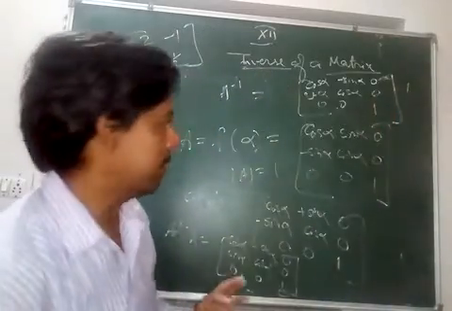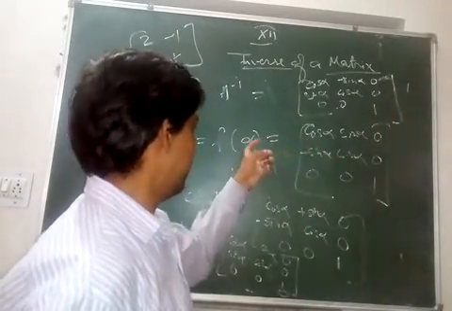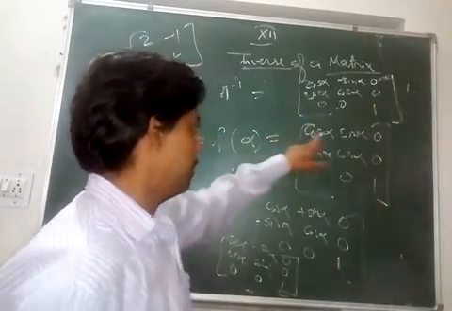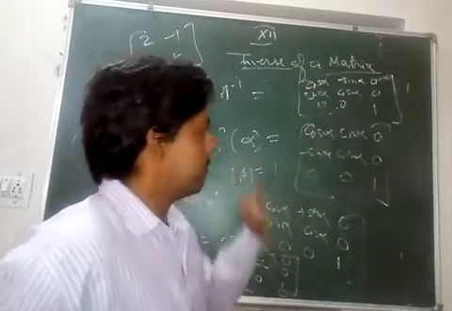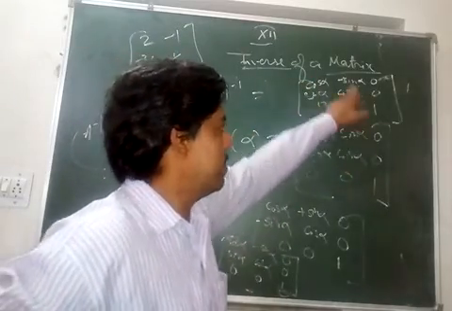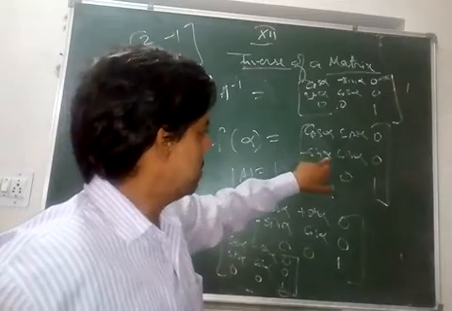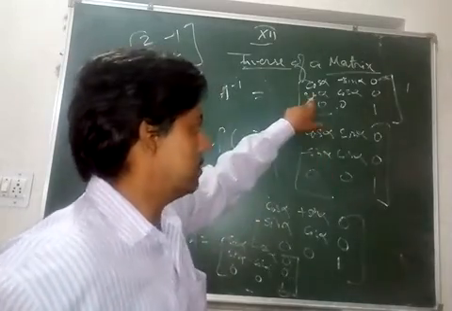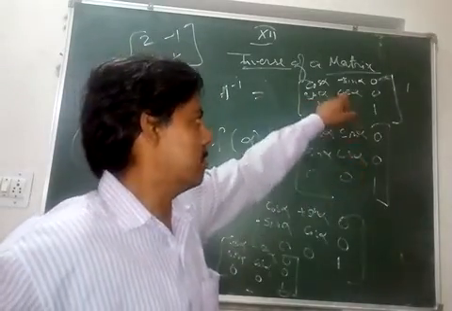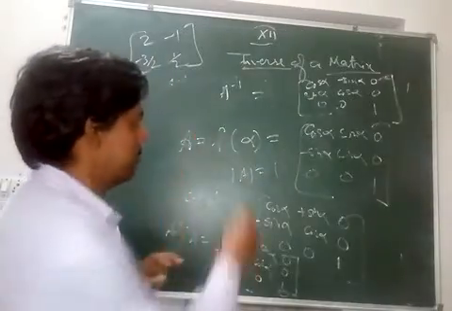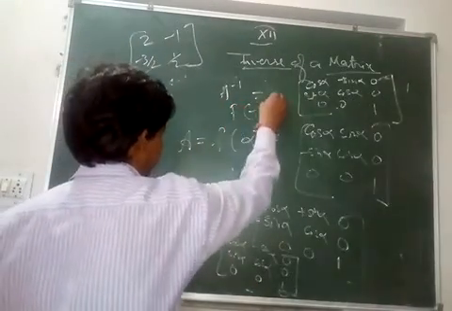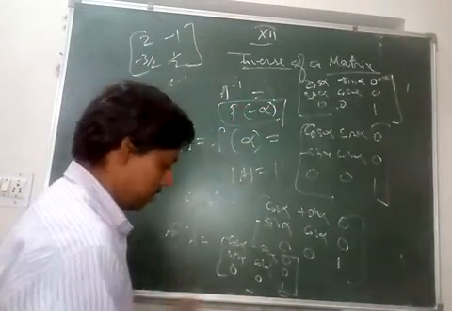Now a very important fact: if you put minus alpha in place of alpha here, cos minus alpha is equal to cos alpha, sin minus alpha is minus sin alpha, and 0 stays 0. Sin minus alpha is minus sin alpha, minus minus plus, cos minus alpha is cos alpha. So we are getting A inverse is nothing but f of minus alpha. So this way we prove another question.